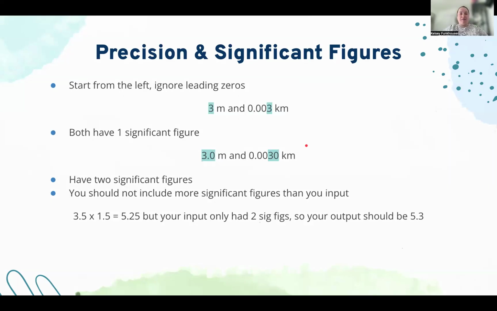Let's talk a bit about significant figures. In determining how many significant figures are in a number, you start from the left and ignore the leading zeros. So here we have 3 meters. There's no leading zeros. There's literally just one number. That's easy, one significant figure. But then if we have 0.003 kilometers, you have to ignore these leading zeros. And then we just, again, have one significant figure. And also these are the same value because 1 kilometer is 1,000 meters.